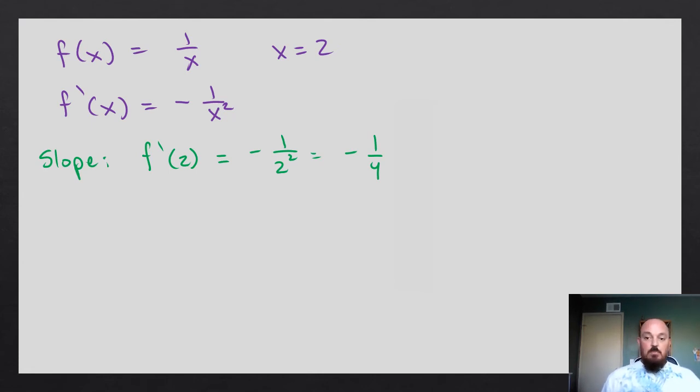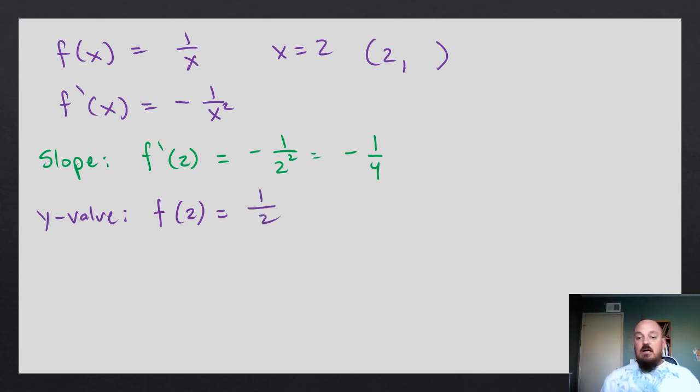Now the other thing I need is a point, and remember I said sometimes in the question the point is given. In this case it wasn't. I gave you half the point. So if I tell you x is 2, I'm basically telling you the point is 2 comma something. But we still do need to figure out that something, and we find that by plugging 2 into the original function. So for my y value, I'm not going to find f prime of 2, I'm going to find f of 2. And that would just be 1 over 2, or 1/2, by plugging that 2 into the x up there. So my point is actually 2 comma 1/2, and now I have everything I need.